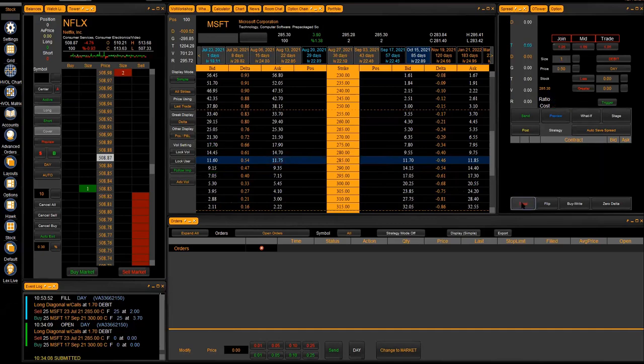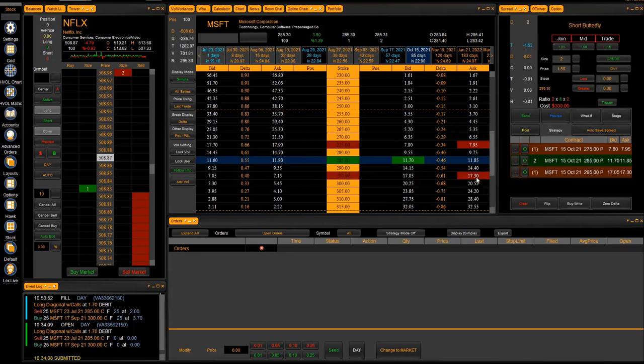Let me clear this out. And what we're going to do here is we're going to sell one of these, buy two of these, and sell one of these. This is a short butterfly. These are done for credits. The best we can do on these is make that credit. And what we need to have happen here is we need to have it go beyond these upper strikes and get away from that midpoint, right?